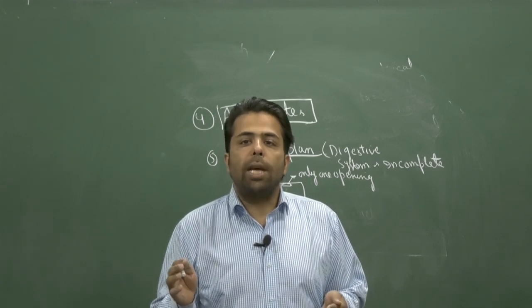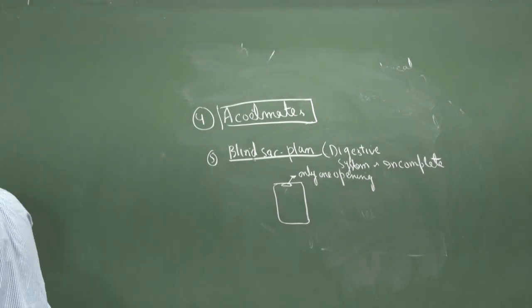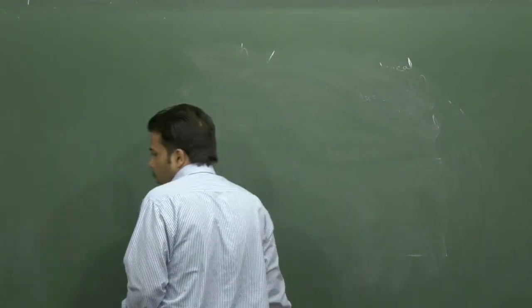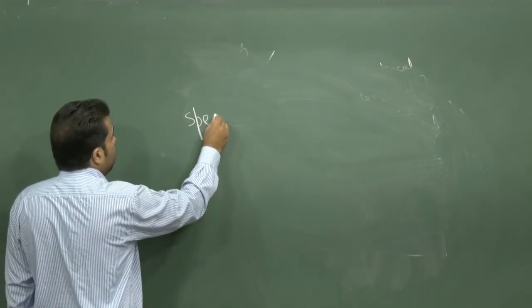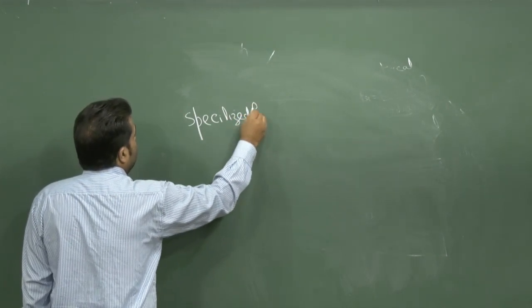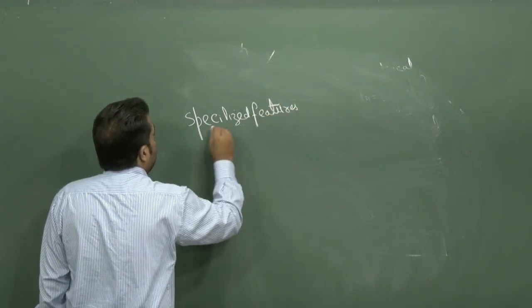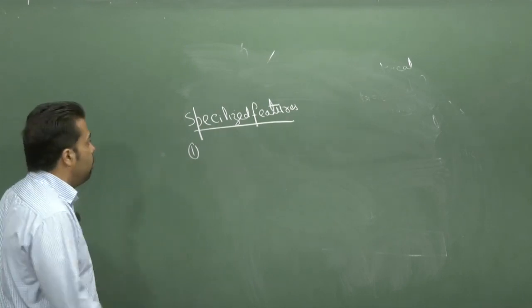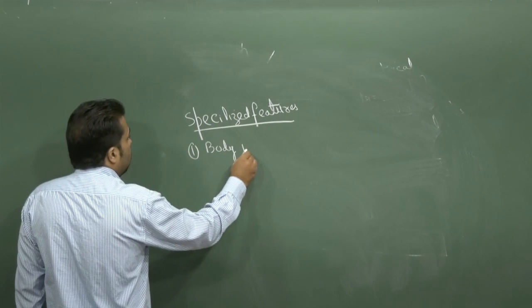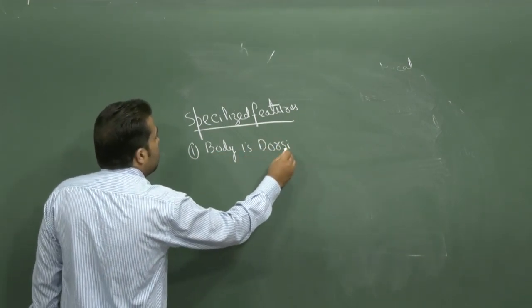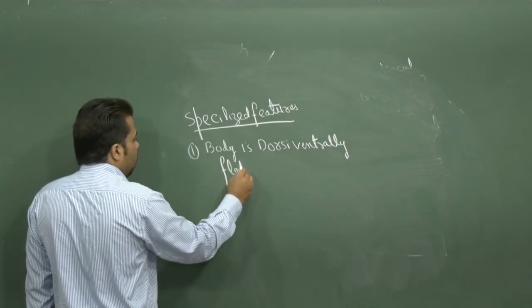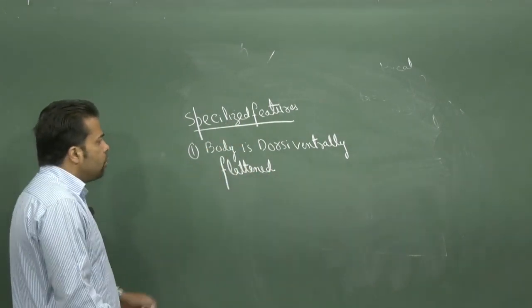Dear students, now we will discuss specialized features. The specialized features of Platyhelminthes are, point number one, body is dorsiventrally flattened. They are called flatworms.